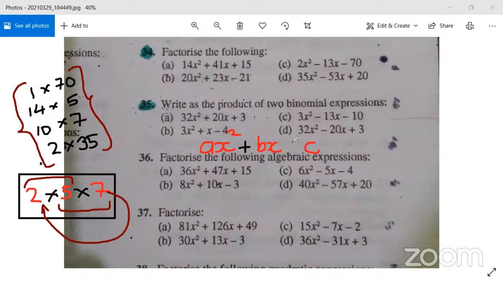So we have ax squared, we have bx, and c. The a in this situation would be 36 here. The c in this situation would be, well, plus or minus 15, depending on the sign that's in front of the number. And then, of course, the b would be 47 right here. So it's always the coefficients that represent the a and the b. And of course, the number for the third term would be exactly what c would be.